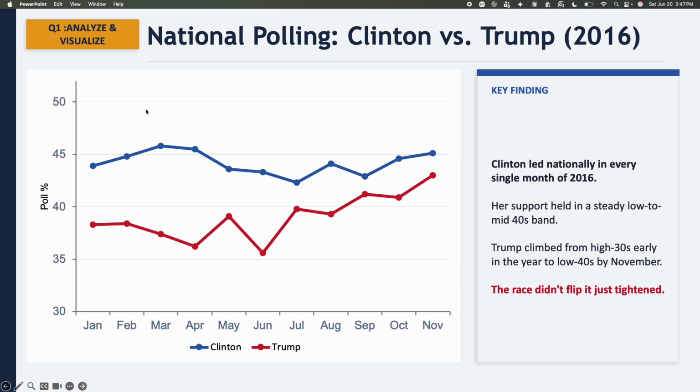Getting to analysis, question 1 was: how did national support shift month to month across 2016? The blue line is Clinton and the red is Trump. As we can see, Clinton led nationally in every single month of the year. Her support stayed in a fairly stable low to mid 40s.